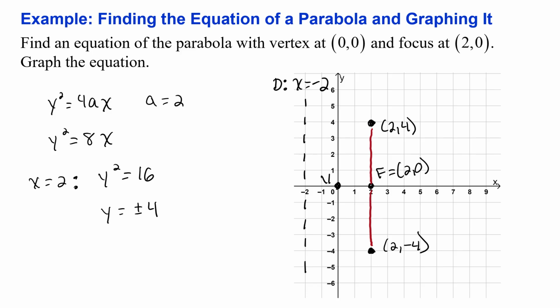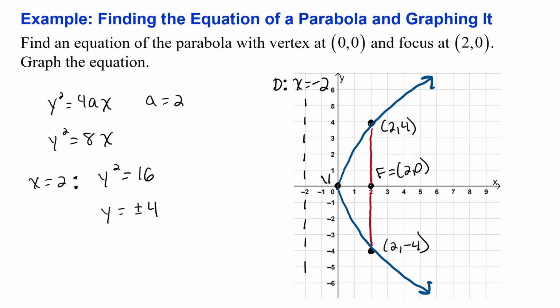However, in the future, we only plot the 2 points, and we will not actually sketch a line segment when drawing the parabolas. So now that we have plotted all of the guiding information, let's draw the parabola from the vertex through the point (2, 4), and from the vertex through the point (2, -4).